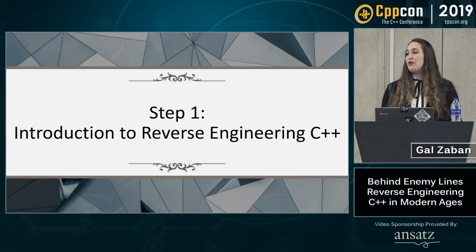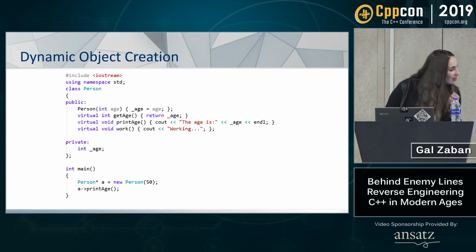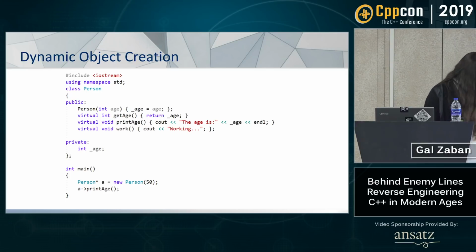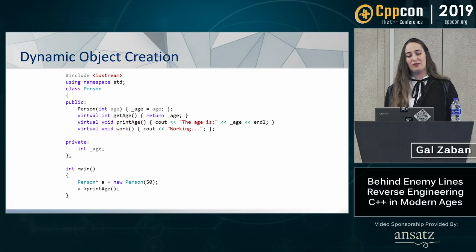Okay. So now, after a small introduction to reversing and what we need to know about the MSVC compiler, we are going to start understanding the reverse engineering of C++. We are going to start with dynamic object creation.